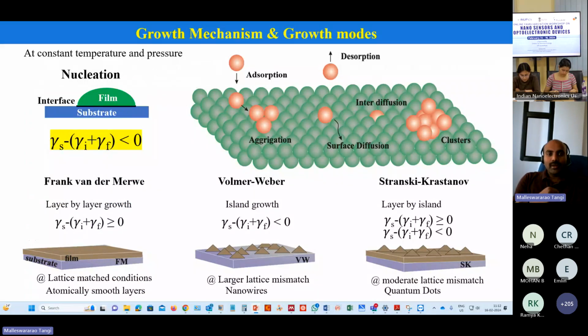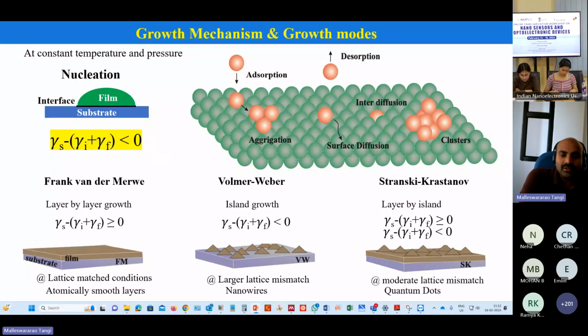So using this molecular beam epitaxy, we have several growth modes. When we evaporate these materials, they impinge onto the substrate. There will be several processes like adsorption, desorption, interdiffusion, and clustering of these atoms. For nucleation to happen, the surface free energy, interface free energy, substrate free energy, and film free energy should obey this relation. Mainly, substrate free energy should be less than interfacial and film free energies, then only nucleation happens.